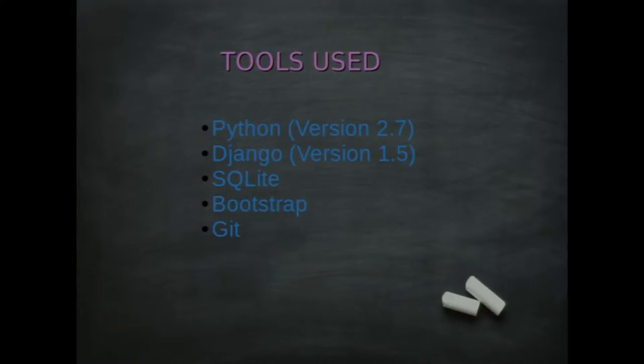For the database, we have used SQLite, but Django supports multiple databases, so we can switch to MySQL if the size of the database increases in future. And for the front-end, we have used Bootstrap. It is a front-end theme we have used because it saves a lot of time, it is easy to customize, and also it is responsive. That is, you can view our website on mobiles, tablets, and any other handheld devices. And we have used Git for efficient project management and proper coordination.